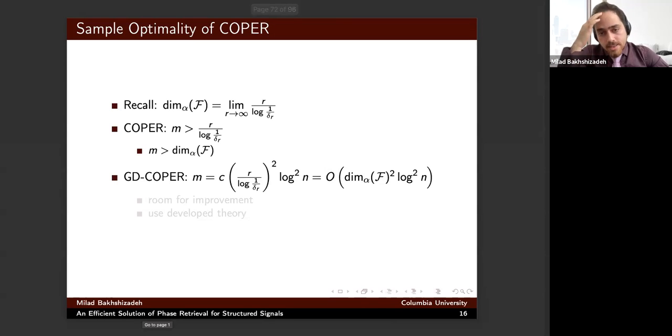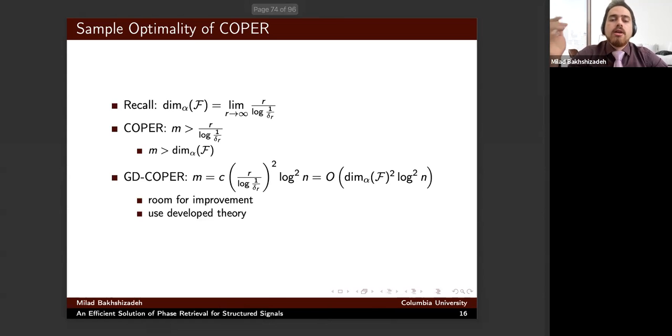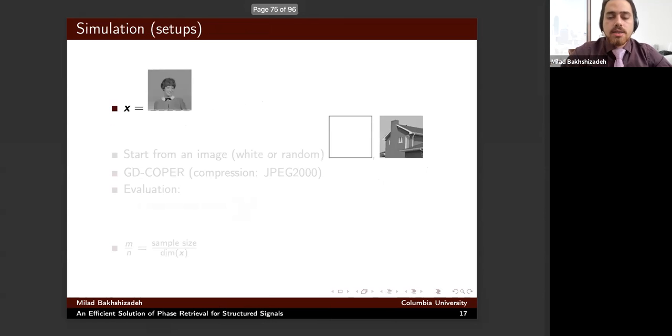But as we discussed, this sample complexity for GD COPER is not optimal. In fact, it is proportional to the square of alpha dimension up to a logarithmic factor, which shows us there is room for improvement in COPER. And in fact, we use the theory that we developed to analyze GD COPER to solve this issue. And I'm going to come back to it in the very last slides. But before moving to the suboptimality of GD COPER, let me show you some simulation results.